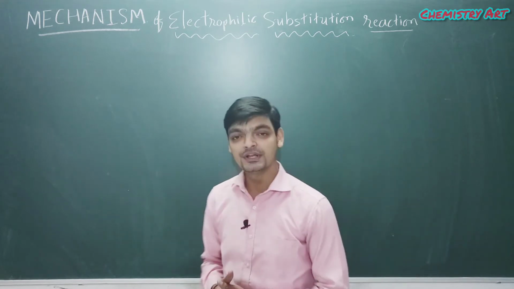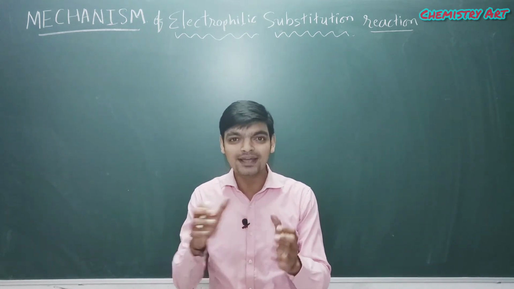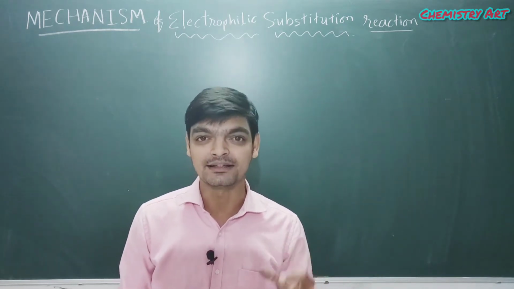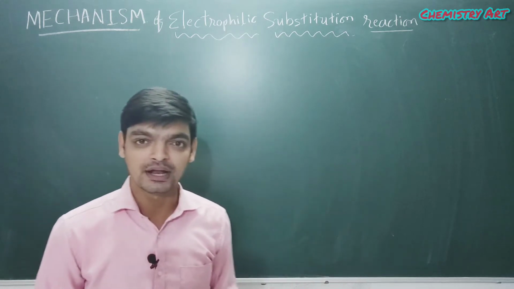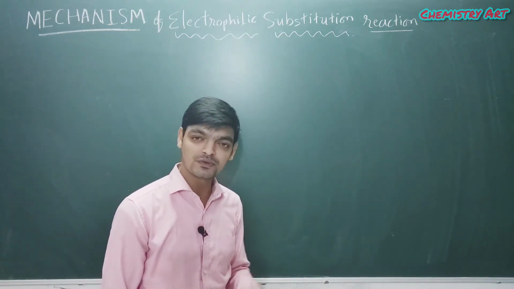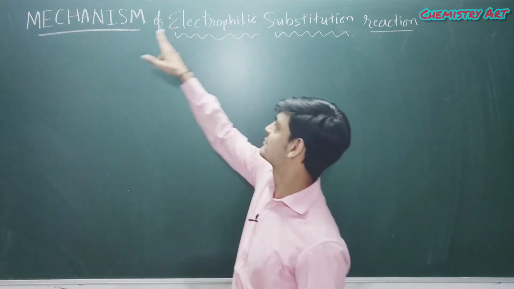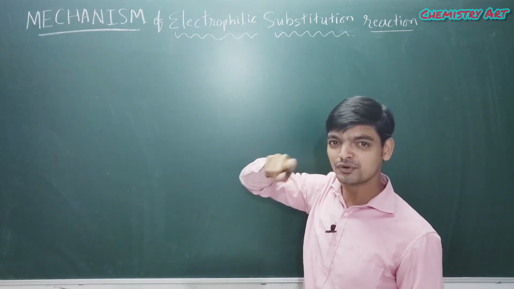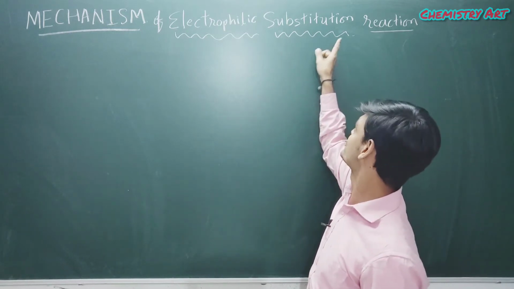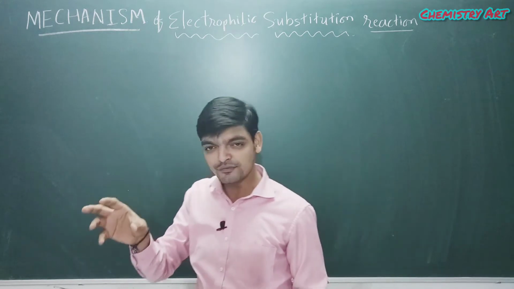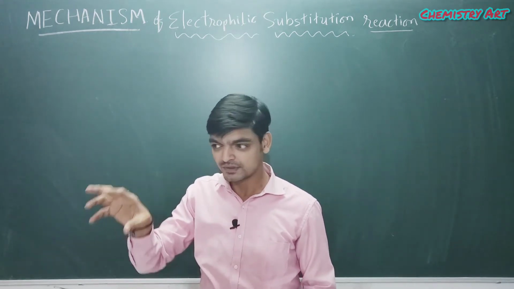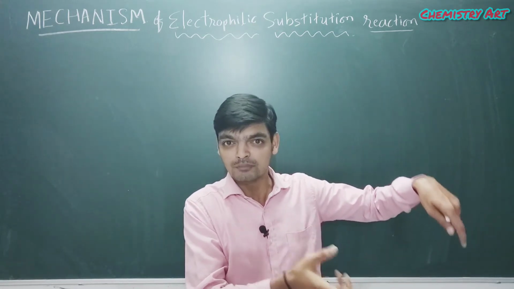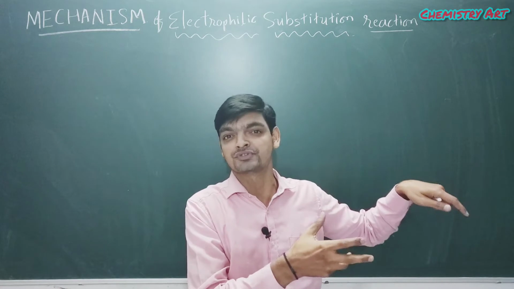So friends, today we are going to discuss how you can substitute an atom or group of atoms from a benzene ring. First of all, you should know what substitution is, because we are going to discuss the mechanism of electrophilic substitution reaction. Substitution means that if any atom or group of atoms takes the place of another atom or group of atoms from the substrate, then it is called a substitution reaction.